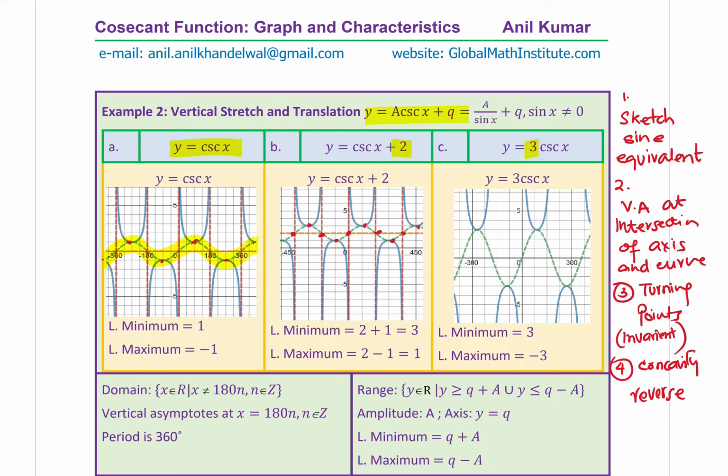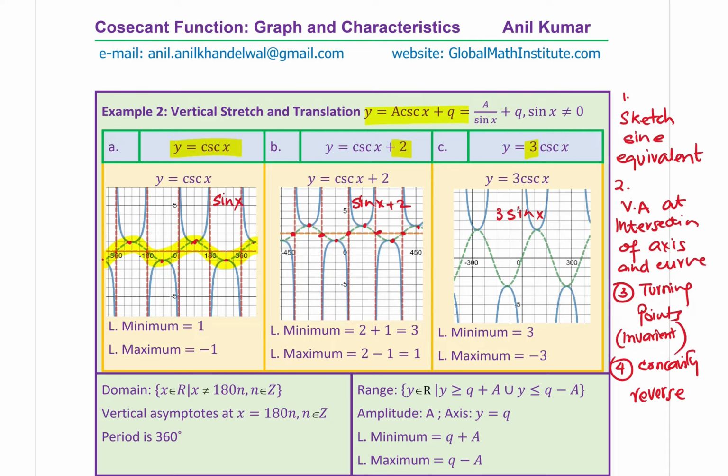So here we have sketched sine x. In this case, we have sketched sine x plus 2 and then the cosecant x. And in this case, we have sketched 3 sine x and then the cosecant, right? So as you can see, it is very simple. Sketch the 3 sine x, the equivalent sine function for the cosecant function.